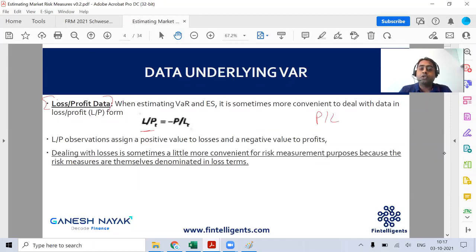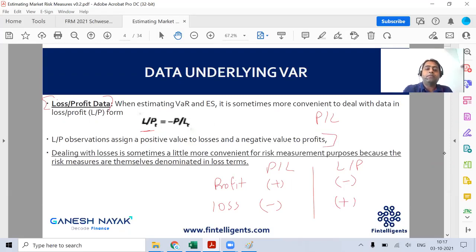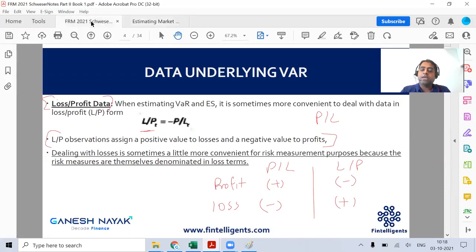In P&L data, all the profits were shown as positive and all the losses as negative. But in loss and profit data, all the profits are given negative data points and the losses are given positive. This is just a way of highlighting the data. There is no difference and nothing incorrect is happening, so don't worry about it. It is basically how the banks use it in their calculation. We'll show you the diagram which connects back to the loss profit data example also.